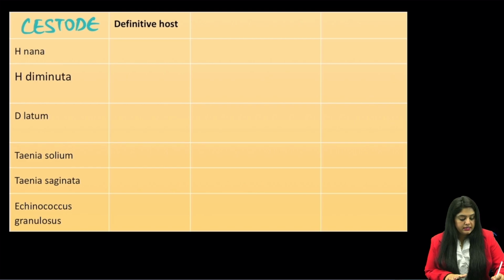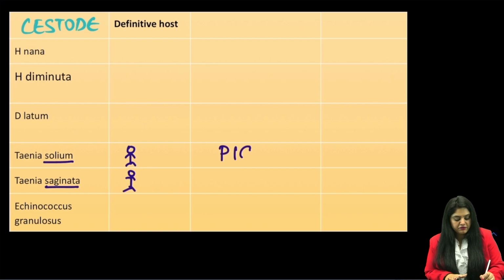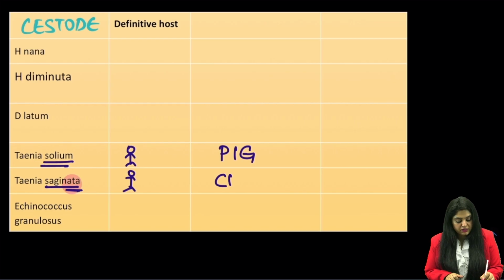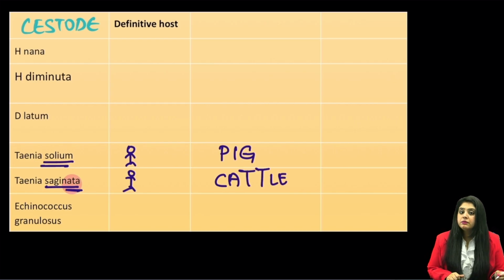So remember, Taenia solium, Taenia saginata, human of course. But in Taenia solium, what do we have? We have Taenia solium occurs with pigs, and saginata is going to occur with cattle. Okay, so this is going to occur with the cattle. Saginata occurs with cattle and solium occurs with pigs.